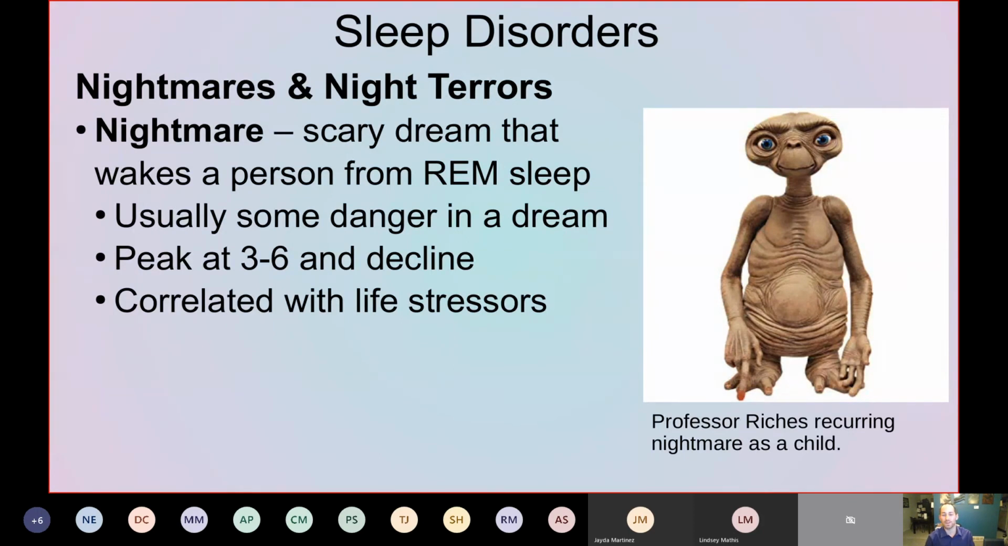So Professor Rich's recurring nightmare as a child was actually of E.T., the extraterrestrial. I wasn't actually scared of the movie E.T., but I had a recurring nightmare about the time I was 5, that a piggy bank on my dresser. I didn't have an ET piggy bank. It was shaped like a pig. It was an actual piggy bank. But in my dream, it was ET.